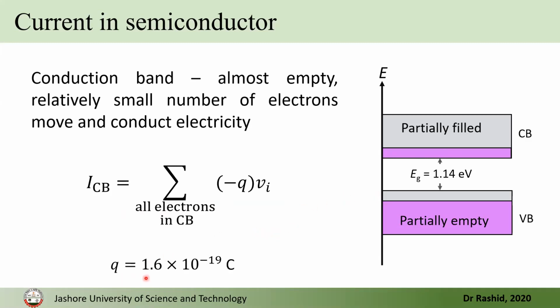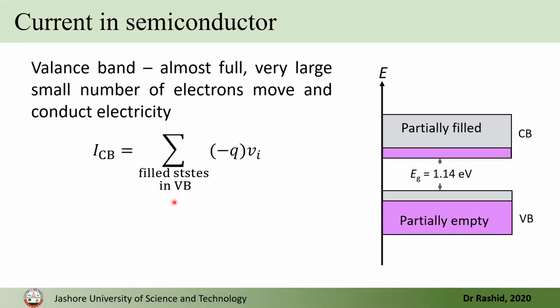Here q equals 1.6 times 10 to the power minus 19 coulomb. So minus q is the charge of the electrons. Now we can do the same for the valence band, but the problem is this is almost full and hence it has a huge number of electrons. So we want to simplify it so that we don't have to sum over the huge number of electrons.